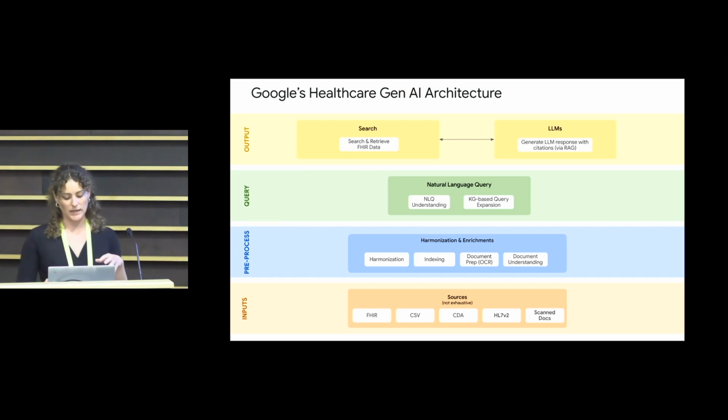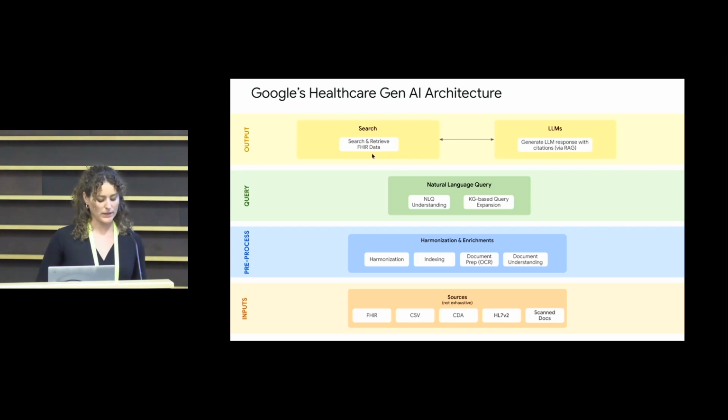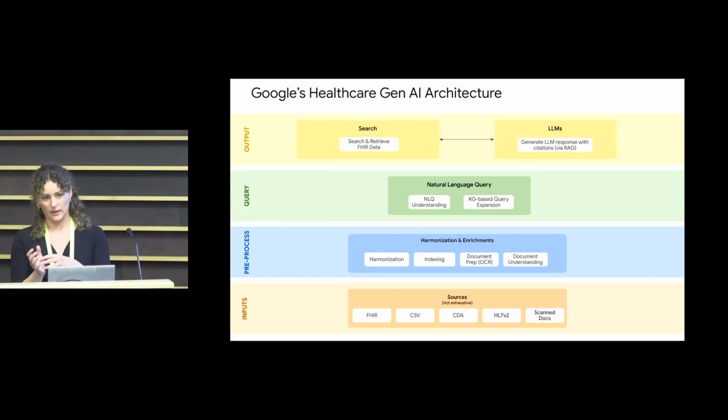And then on the query side, you can start with a natural language query. We have some natural language query understanding, and we will then take the query, and with this clinically tuned knowledge graph, we'll perform the query expansion to all the relevant terms. And now bringing this pre-processed data and the query together, we perform the search. So we search and retrieve all the FHIR data. In the context of a specific patient record, we pull up all the FHIR data that is relevant to your question. And using that, we feed that into the LLM to then give you an answer to your question.